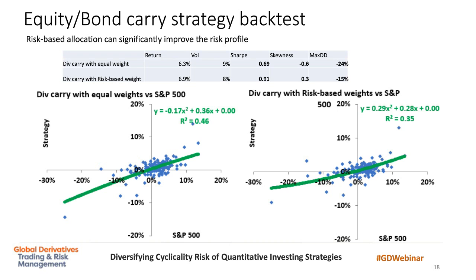But even on this strategy level, using some risk parity allocator improves the convexity profile. If the equal weight strategy has negative skewness of minus 0.6, the strategy with risk-based allocation already has positive skewness and also smaller drawdown.